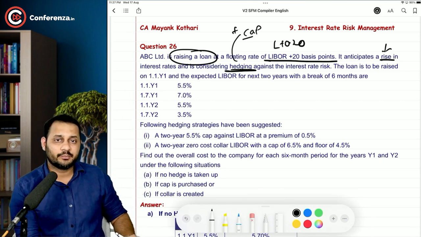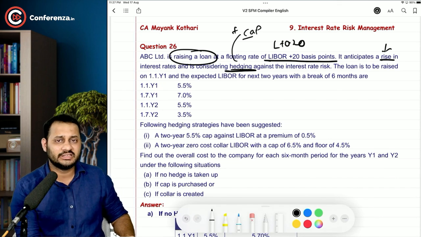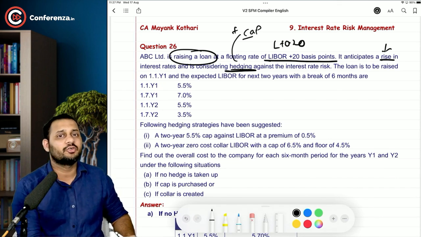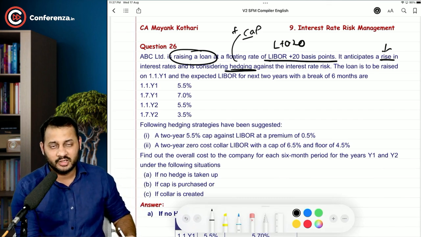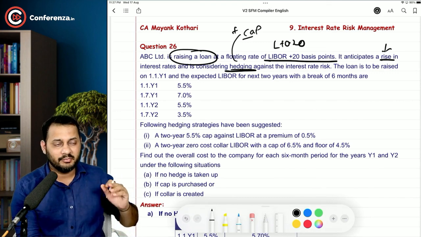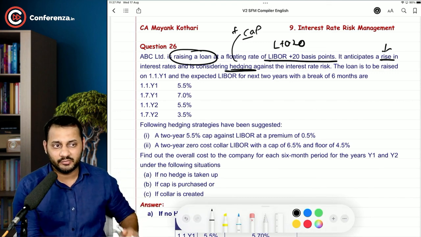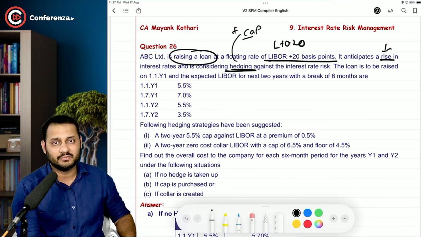But since you are expecting the rise in the interest rate, you are pretty much sure that the interest rates are not going to fall, and you're going to take the benefit of such a person who believes the interest rates are going to fall. Exact opposite expectation. The only thing that you will do is sell the floor to him and make him believe that you are now protected, pay the premium.